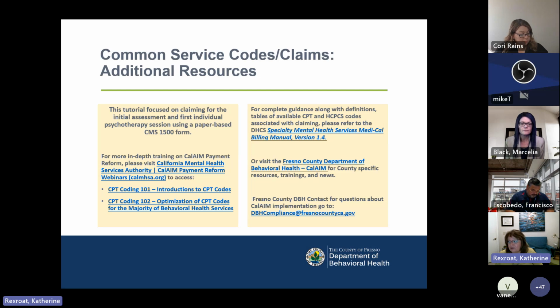They are 1 hour each. And for complete guidance, along with definitions of tables from CPT and HCPC, DHCS has published the Specialty Mental Health Service Medi-Cal Billing Manual. We recommend that you download a copy because it can be very informative in how to work with the new codes. And if you visit the Fresno County Department of Behavioral Health CalAIM webpage, we will have specific resources, trainings, and news specific to our county.